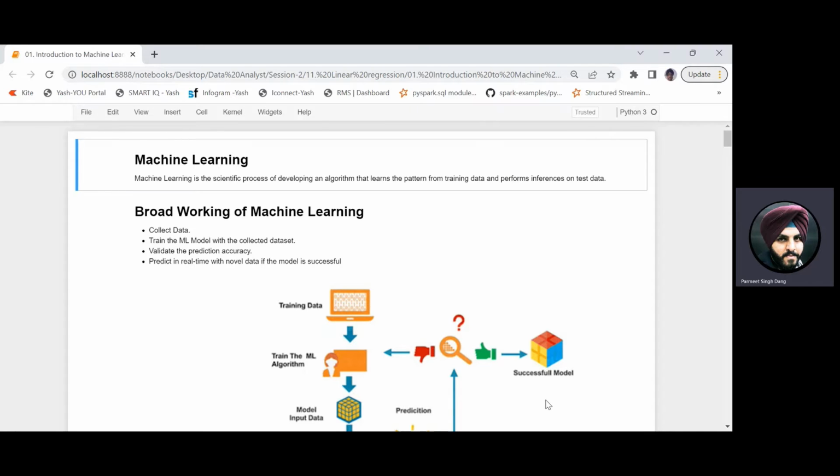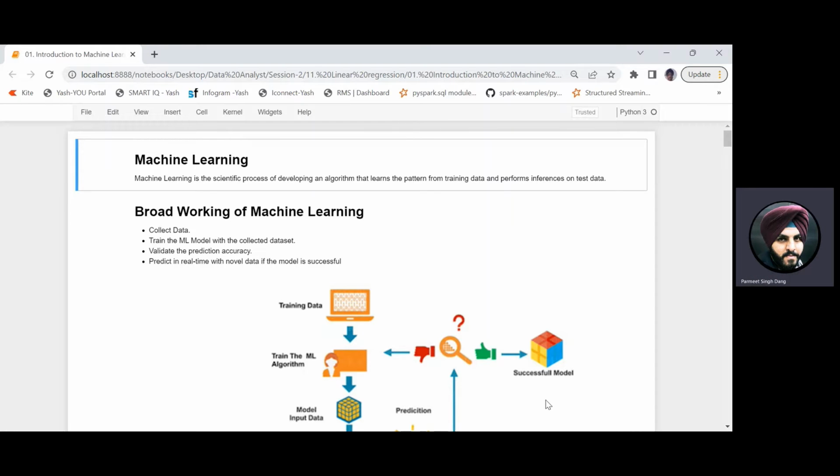Before we start with the actual machine learning algorithms, let us first understand what is machine learning. Machine learning is a scientific process of developing algorithms that learn the pattern from the historical data or the training data and perform the inferences or the prediction on the test data.